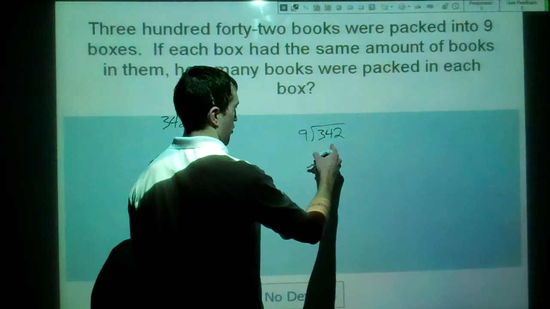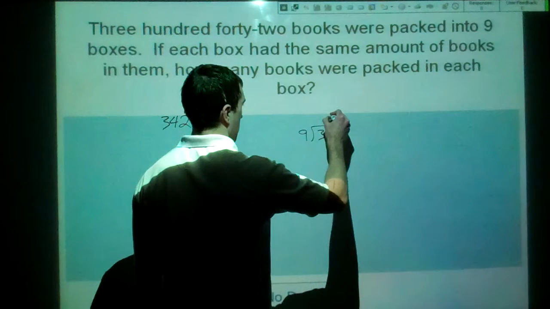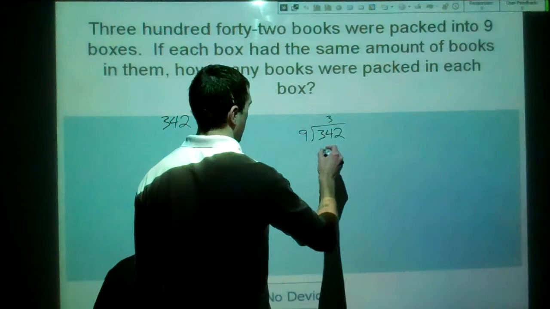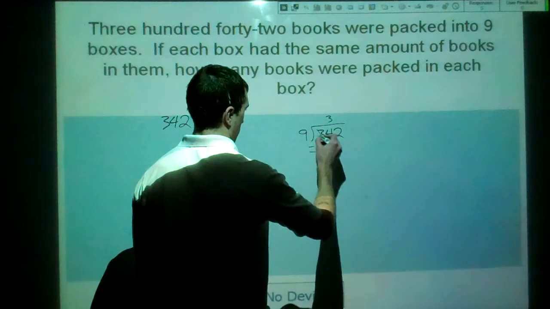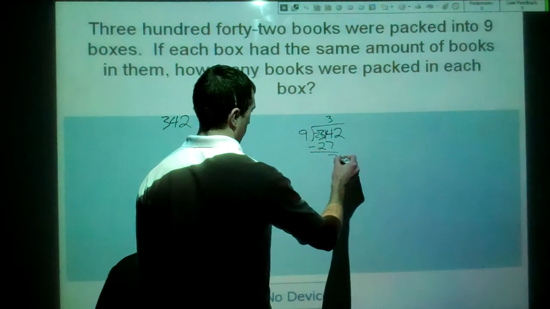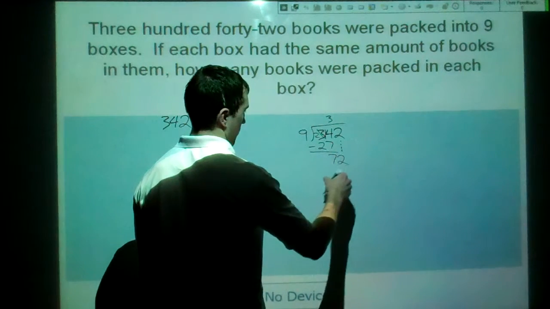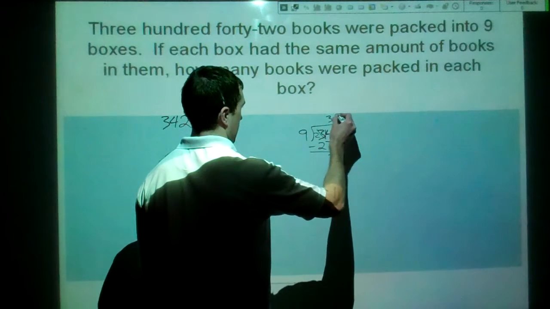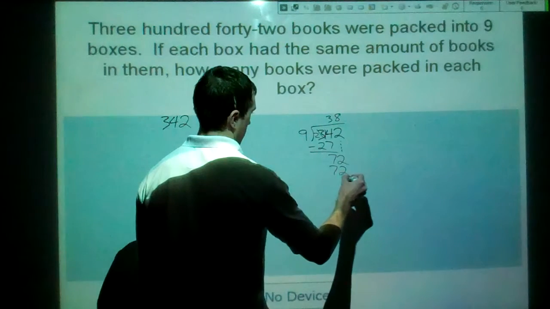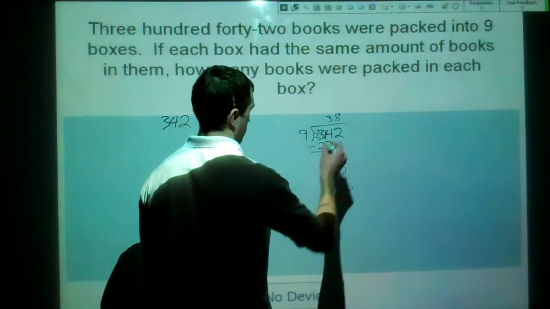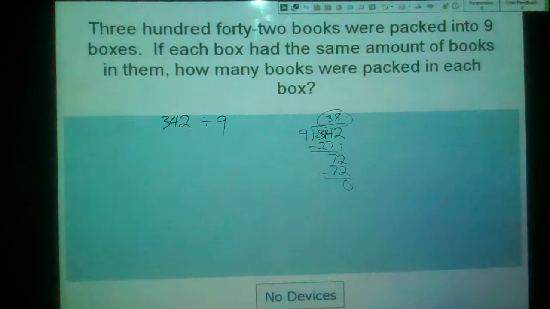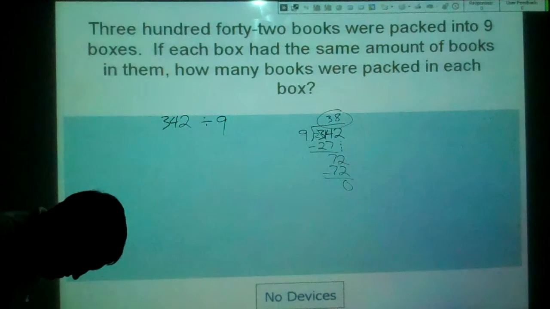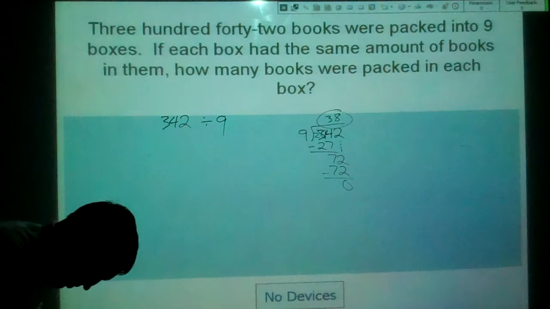So 9 goes into 34 3 times. Do our subtraction. We're going to cancel here. We get 7. Bring down our 2. 72. 9 goes into 72 8 times. And I know we get 8 times 9 and 0. So there would be 38 books in each box there. See if I have a better marker here.